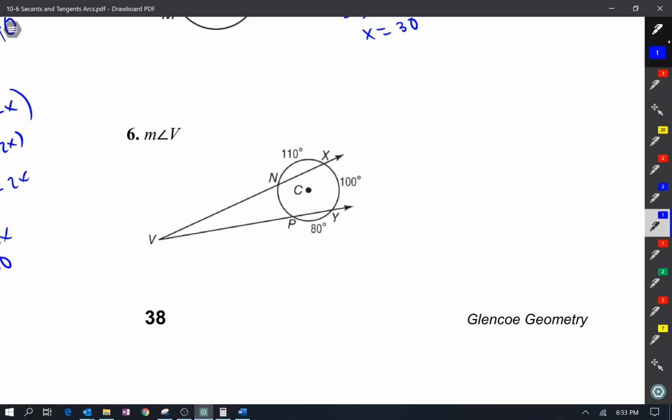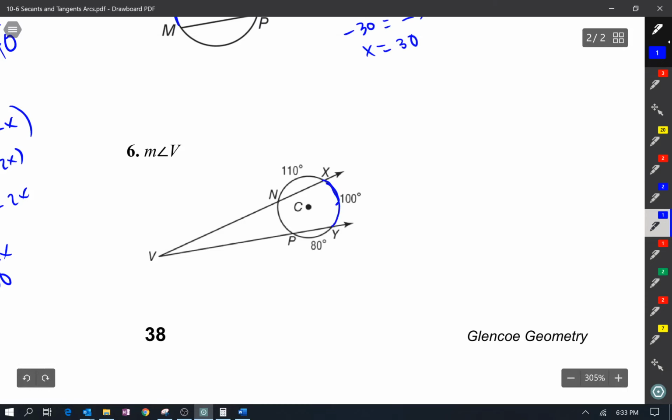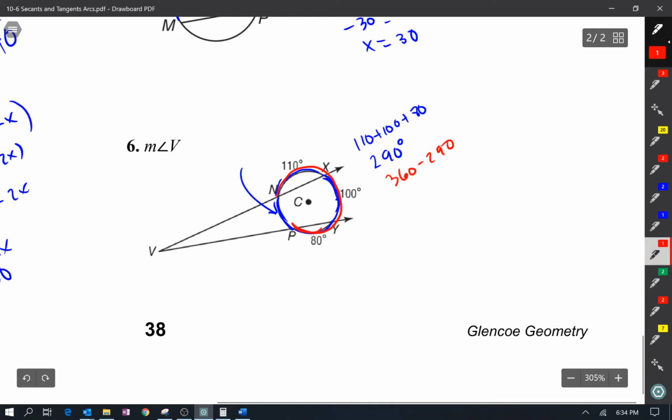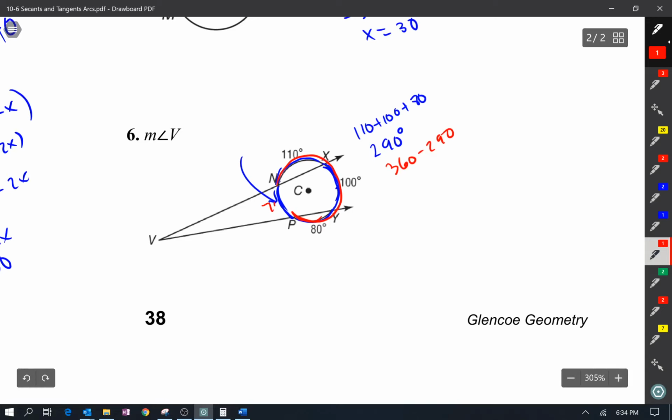All right, what do I know? I know this is 100. I know this is 100. I know this is 110. I know this is 80. So I can figure out what this is, can't I? I know that 110 plus 100 plus 80 is 300, I believe. Let's make sure. No, I think 290. So that's 290 degrees, right? From here to here to here, let me do that in red. This is 290 degrees, the red. So if I do 360 minus 290, I get 70. So this must be 70.